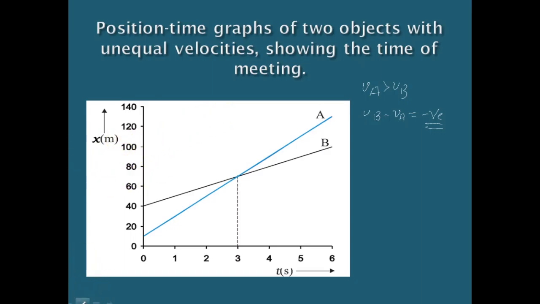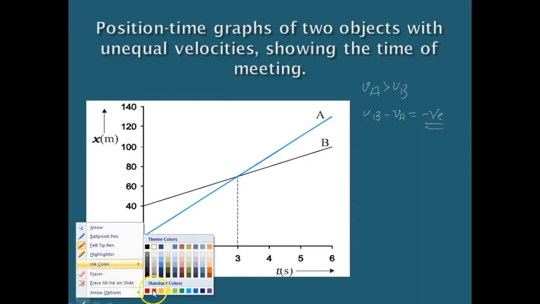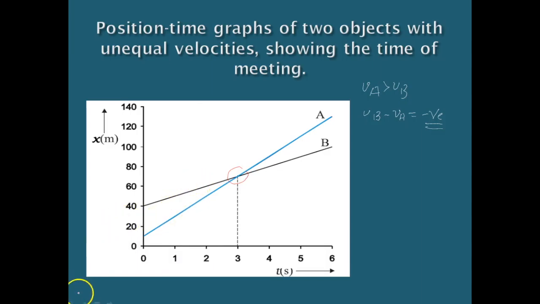So in this figure you can see they meet at a common point. For example, suppose vA is equal to 20 meter per second. You just assume vA is equal to 20 meter per second and xA of 0 is equal to 10 meter. The initial position of this object A is 10 meter and vB is given by 10 meter per second and xB of 0 is given by 40 meter.